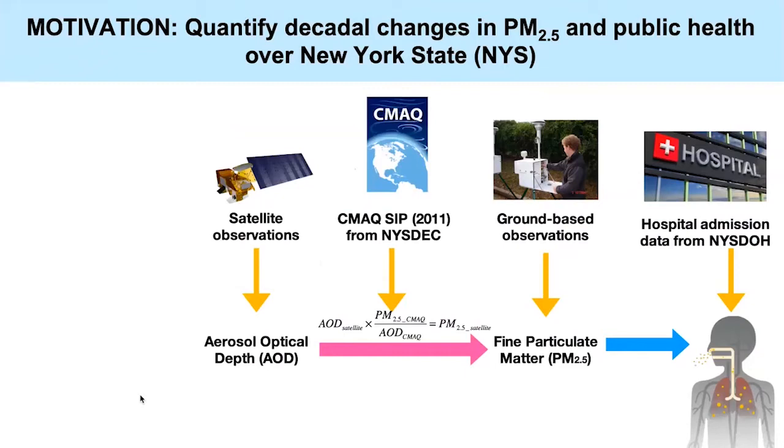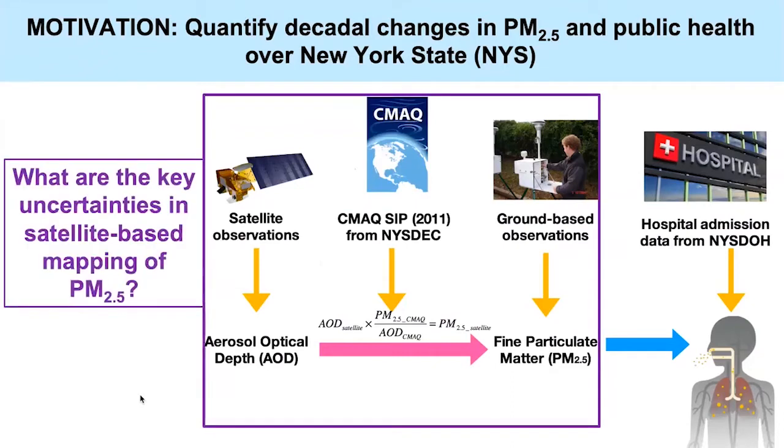at surface level. And so for the first part of my talk, I will focus here on the key uncertainties in satellite-based mapping of PM2.5, and we'll also look at differences across products available for PM2.5 over New York State that are derived from satellite, but also using models, as well as if we stuck just with the ground-based observations available.